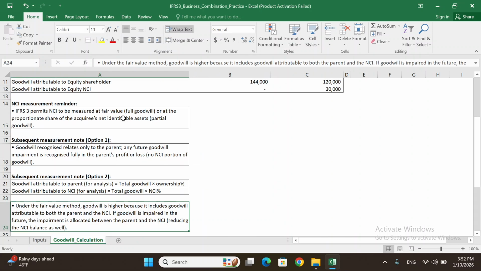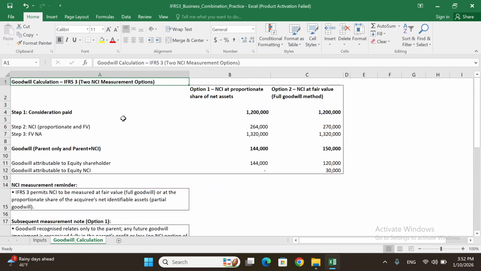And now we can calculate the goodwill. For goodwill, we have two options. Full goodwill method, where goodwill is attributable to equity shareholders as well as NCI, and in another option, goodwill is attributable to only equity shareholders.